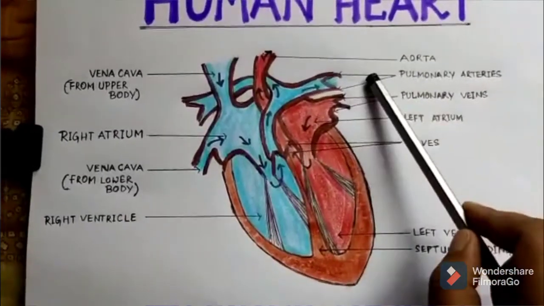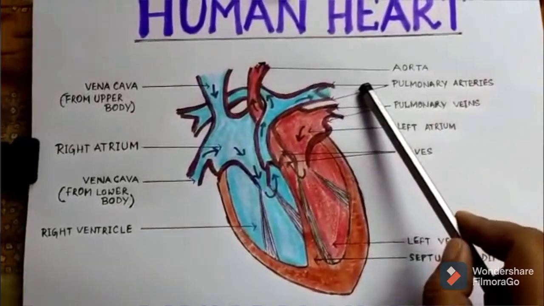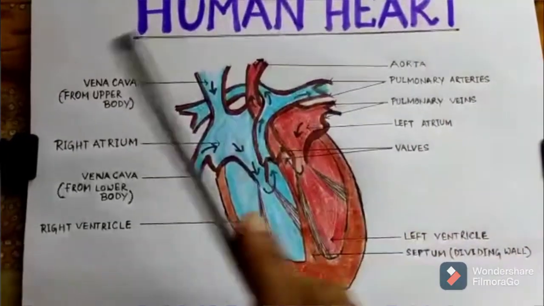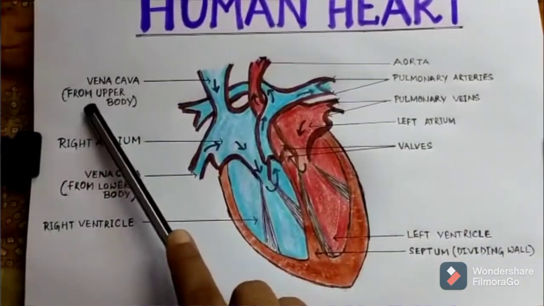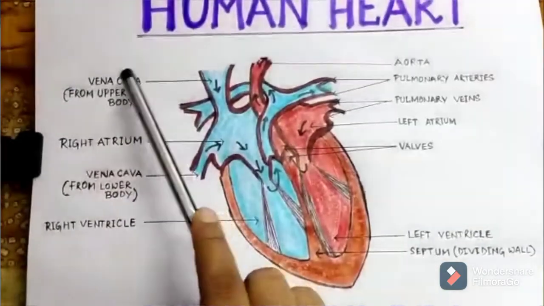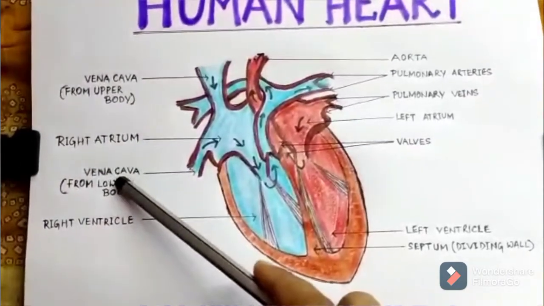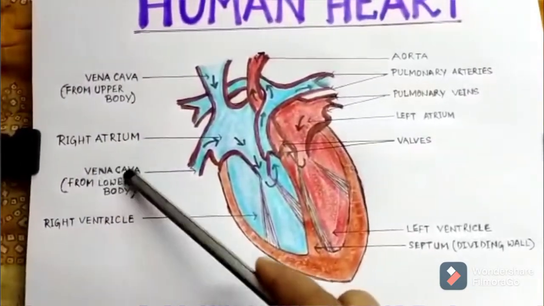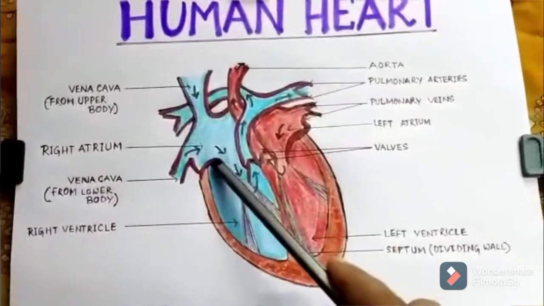Means the deoxygenated blood in the lungs will be purified to become the oxygenated blood. Again I am repeating, the deoxygenated blood from the superior vena cava, that is from the upper body part, and the deoxygenated blood from the lower body part is collected by the inferior vena cava. They pump this deoxygenated blood into the right atrium.